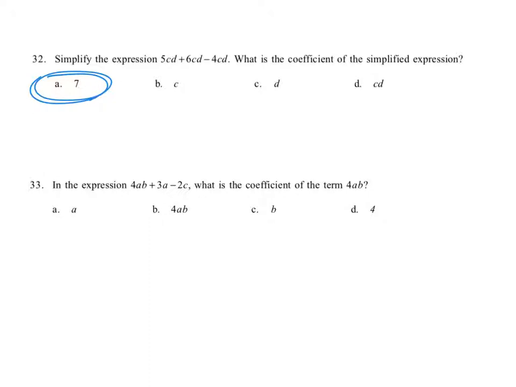So this is saying, what's the coefficient of the term 4AB? Well, the coefficient is the number in front. It is not the variable itself. It would not be B, because you do not include the variable when you're talking about the coefficient. You just talk about the number. That tells how many of them you've got. So that one's D.